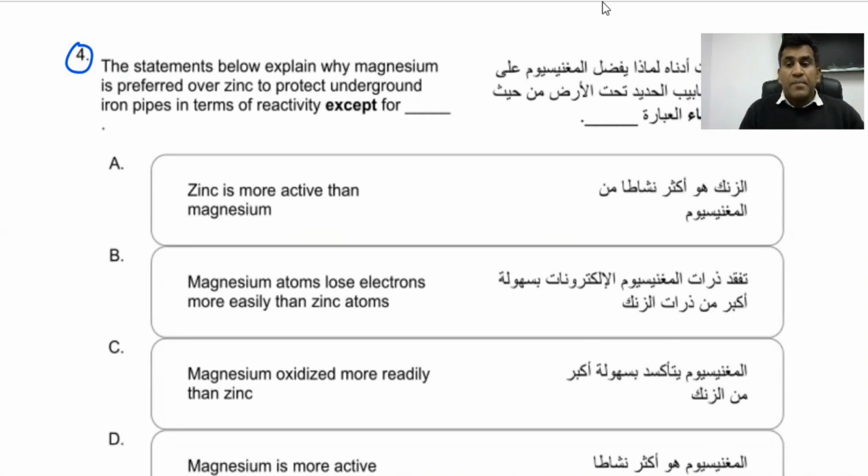So if you are involving magnesium with the iron, magnesium acts as a protective layer, so the iron will be protected because magnesium is oxidizing and not by the reactions.